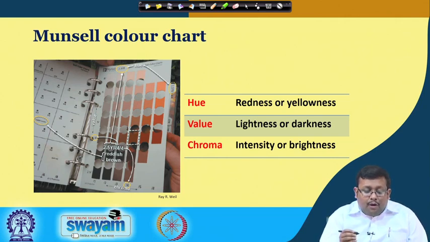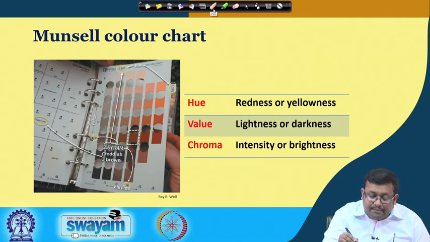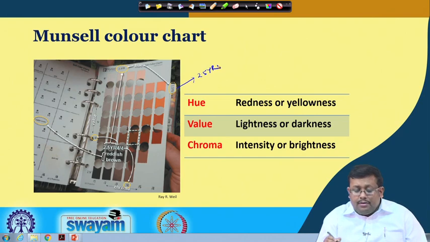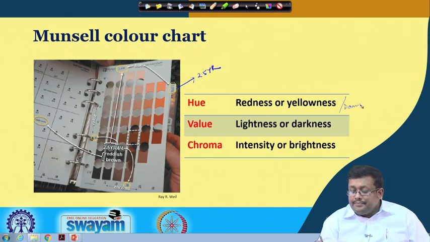If you open up a Munsell soil color chart to a particular page, you will see this type of notation. You can see here 2.5 YR. This is called hue. Hue basically shows the redness or yellowness of a soil, or in other words, it is based on the dominant spectral color.